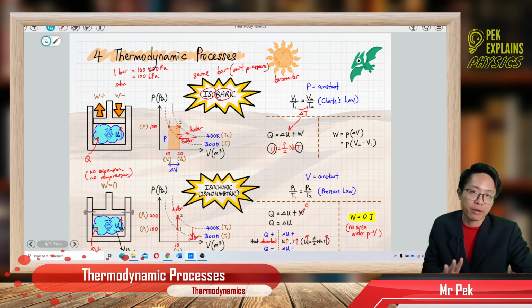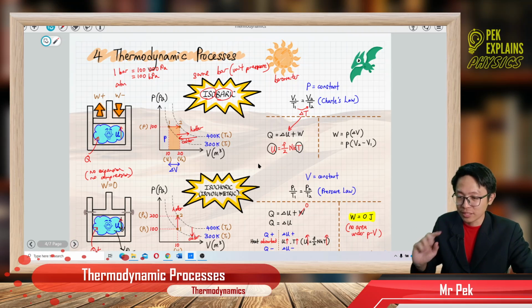So for the isobaric process, none is 0. It has all 3: Q, delta U, and W. Unlike the other 3, which only have 2 of them. Like the isochoric process, when W is 0, they only have Q and delta U. But for the isobaric process, none is 0. You have Q, you have delta U, you have W. Okay, so these two.